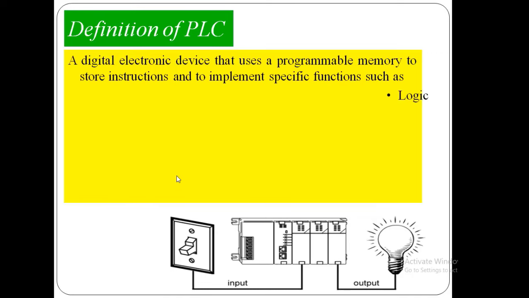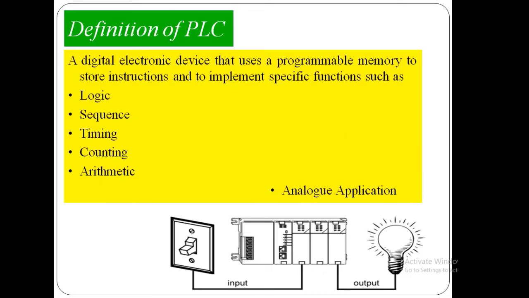Now we are going to discuss the definition of a PLC. It is a digital electronic device that uses a programmable memory to store instructions and to implement specific functions such as logic function, sequence function, timing, counting, arithmetic, and analog applications. It has a programmable memory that stores instructions to implement such logics and functions as logic, sequence, timing, counting, and many other functions.